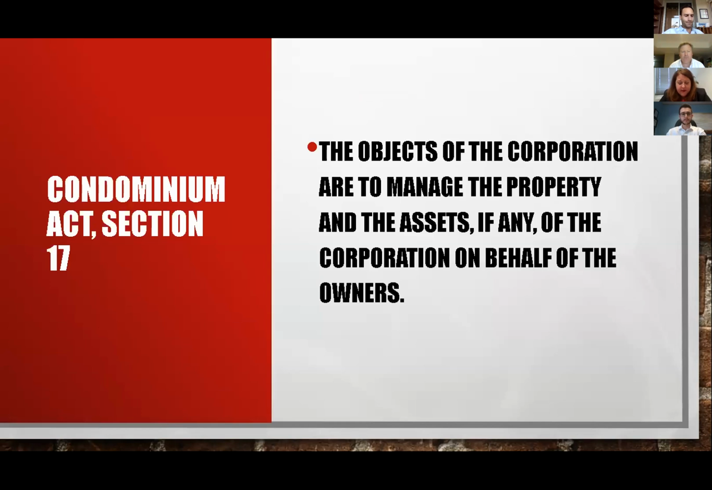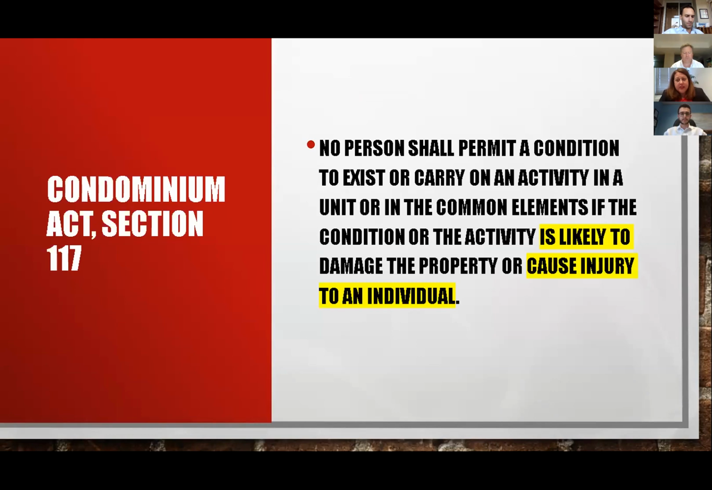So, and this is just going to be very, very fast. The first one is Section 17 of the Condominium Act, which says that the corporation is tasked with managing the property. It has a general power under that section. And then Section 117 of the Condo Act, many of you are going to be familiar with this provision, and I've highlighted the important wording there, is that the Act prohibits the existence of a condition or the carrying on of an activity in the unit or common elements where it is likely to cause injury to a person's health. And that's summarizing what the section says, but obviously to the extent that there is an increased risk of virus exposure in the condominium community, that falls plainly within the section of 117.